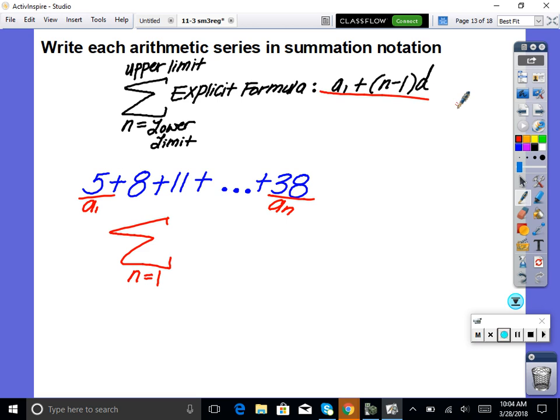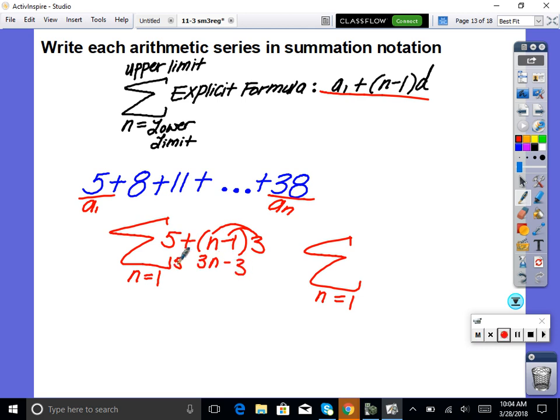So let's plug in what we know. What is a sub 1? 5 plus n minus 1. What's our common difference? 3. And then you would just simplify the formula. So right now we're finding a sum of 1 through, we still don't know, put a 3 in, 3n minus 3. So then we have 5 plus 3n minus 3. So what would that become? The explicit formula would become 3n plus 2. And now we've written it out.